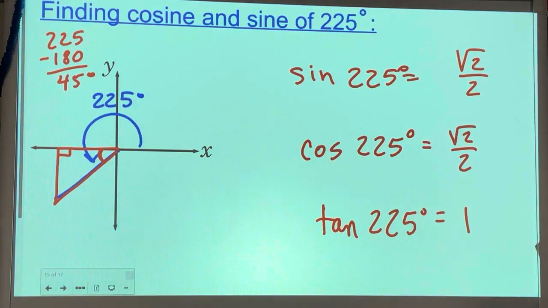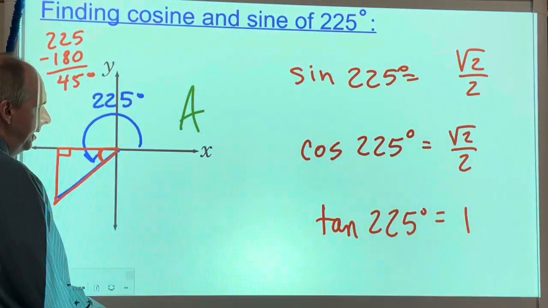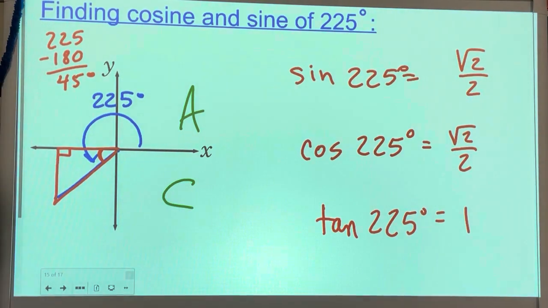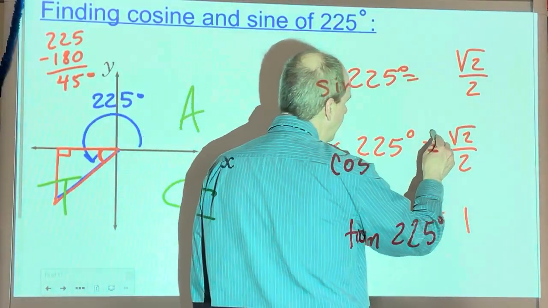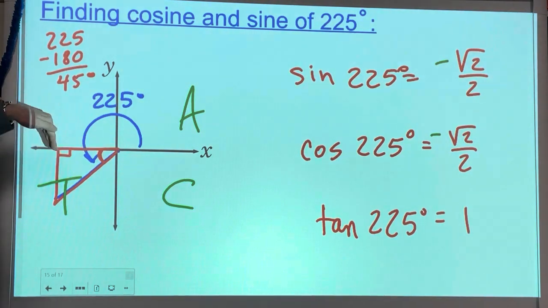Now let's talk about who's positive, who's negative. All are positive. Only cosine's positive. Only tangent's positive. Only tangent, right? Only tangent. You're negative, you're negative. The x is negative, the y is negative.